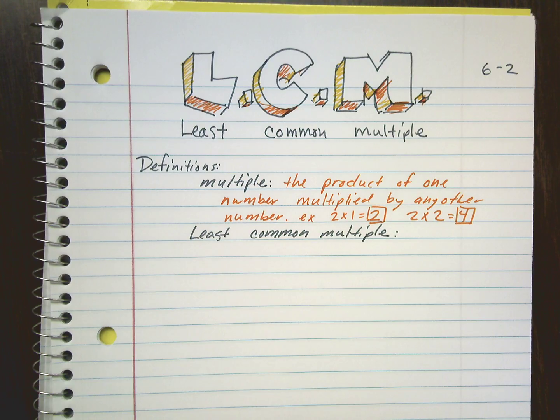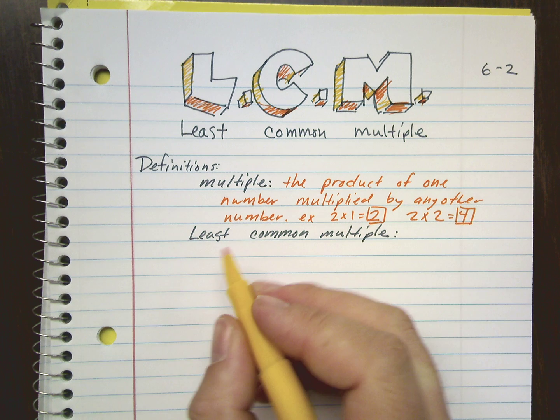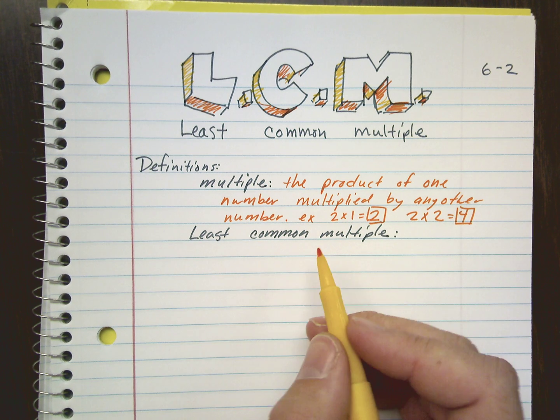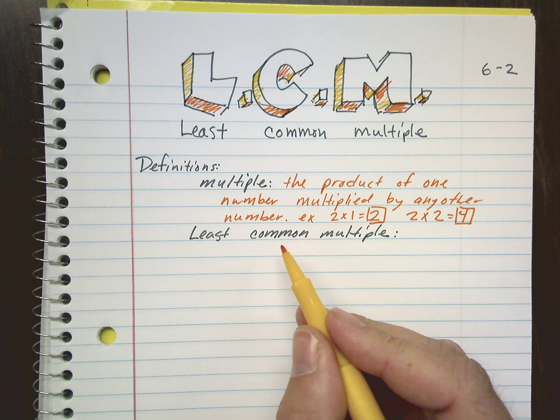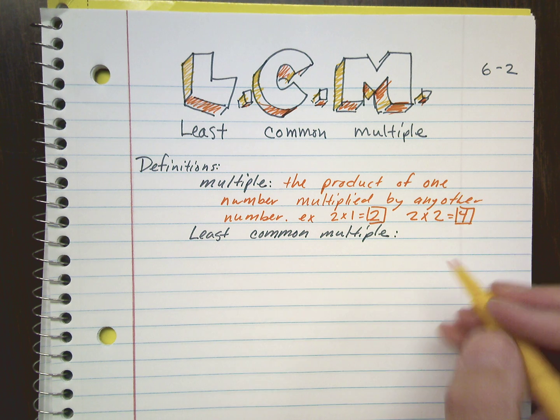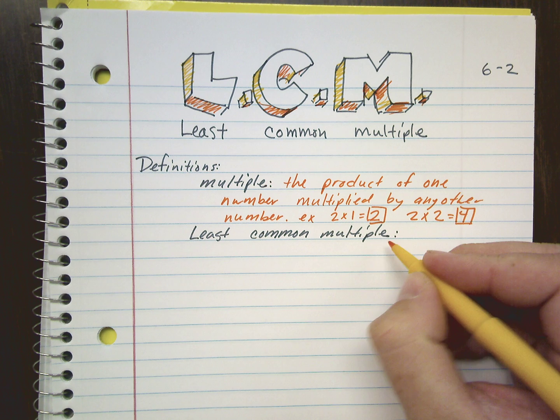Alright, so next thing we need to know is, well, what is the least common multiple? When we think of least, we think of smallest. And common means the same, so it's the smallest common or the same multiple of a couple of numbers. So let's write that down.